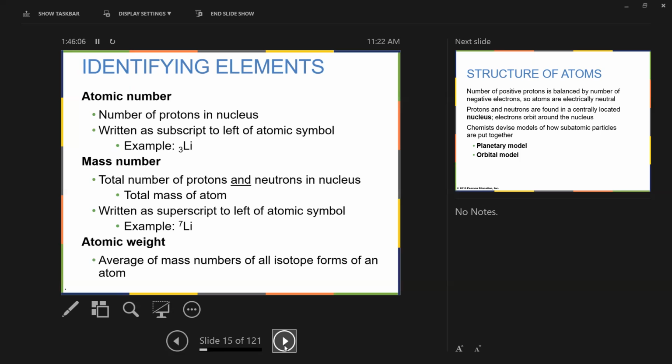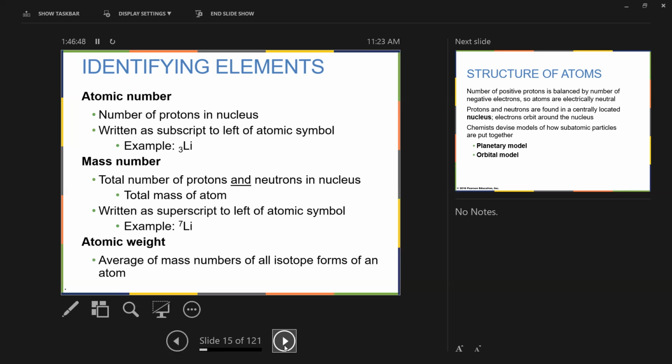So the atomic number is the number of protons and also the number of electrons. Those protons equal electrons. If the atomic number of carbon is 6, that tells you it has 6 protons and 6 electrons. If the atomic number of sodium is 11, it has 11 protons and 11 electrons. If the atomic number of chlorine is 17, 17 protons, 17 electrons.